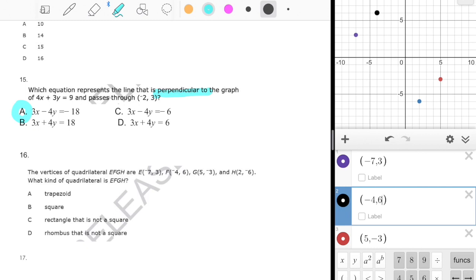So I can clearly see that this is a quadrilateral if I were to connect my points. I can see that it's definitely not a square because it's not going to have 4 equal sides. Well, then it's not going to be a rhombus because a rhombus doesn't have equal sides. A trapezoid has 1 pair of parallel sides, but we have 2 pairs. So this is going to be a rectangle that is not a square.